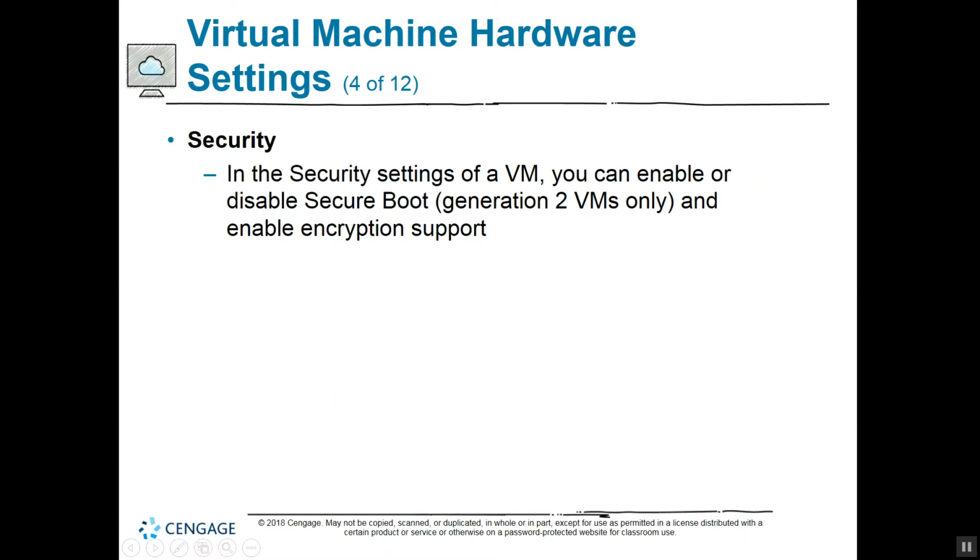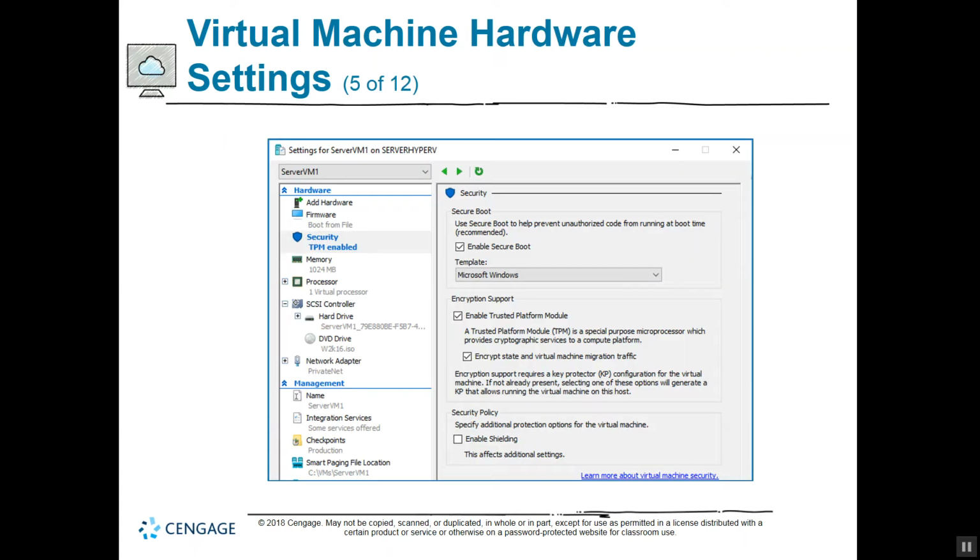Okay, and when it comes to security, in the security settings of a VM, you can enable or disable secure boot. Gen 2 VMs only though, not in a Gen 1. There's no security in a Gen 1. And you can enable encryption support as well. No encryption in Gen 1. So here we are. We've got a Gen 2. We've got secure boot, enable secure boot, template, trusted, right on down the line. We've got things that we can do here that we couldn't do if we had a Gen 1.